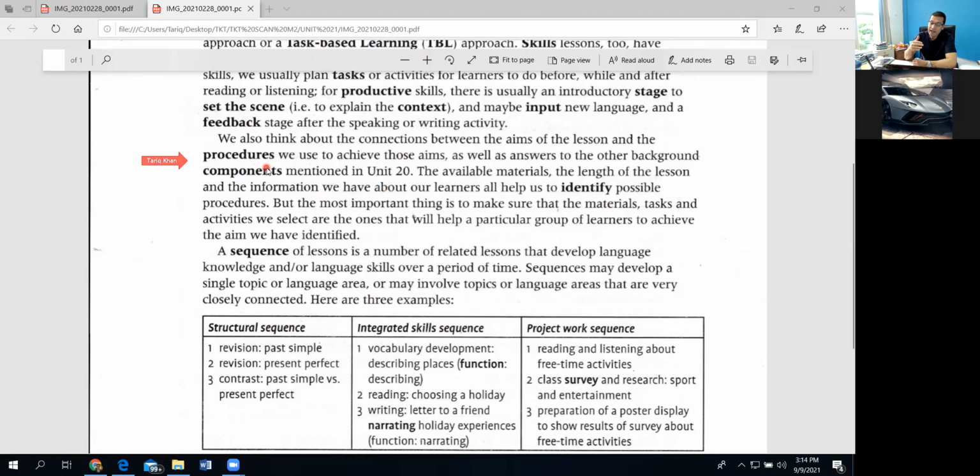Procedure is the way they have to follow the steps in order to achieve the aims. We use it to achieve those aims, as well as to answer the other background components mentioned in Unit 20. The available materials, the length of lesson, and the information we have about our learners all help us to identify possible procedures. Now, in order to find out the procedure, for each lesson plan, for each class, for each type of learners, you will have a different procedure of teaching a topic.